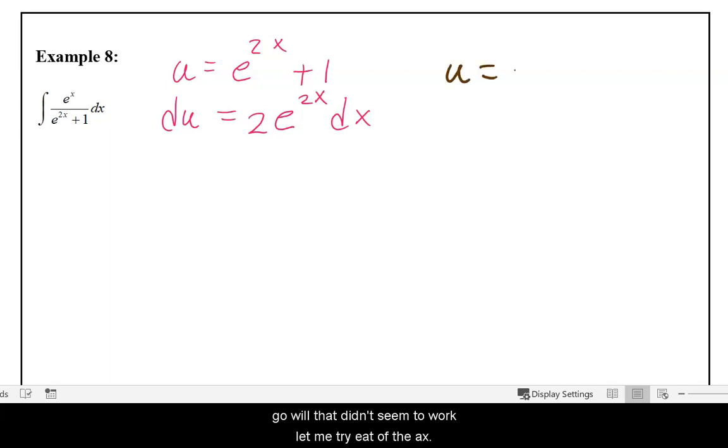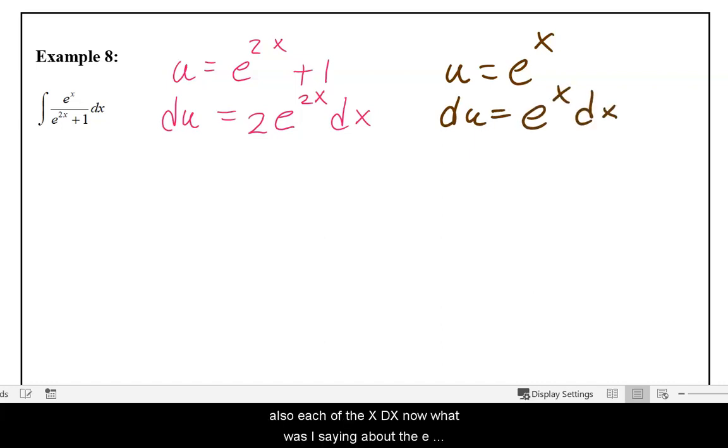Let me try e to the x. Why e to the x? Well, because I have e to the x in the numerator, and I have e to the 2x in the denominator. If I have e to the 2x, it means it's actually e to the x quantity squared. Since you have one base and two powers, you multiply the powers. If I let u be e to the x, then du would be also e to the x dx.